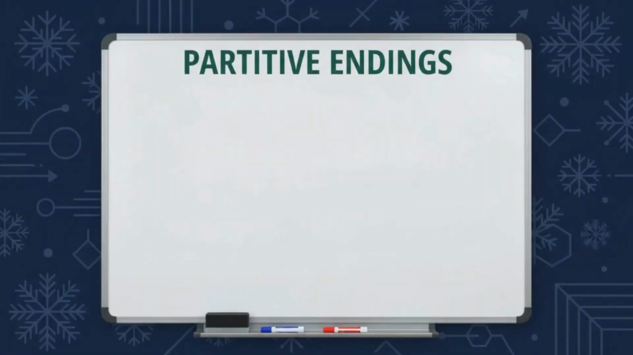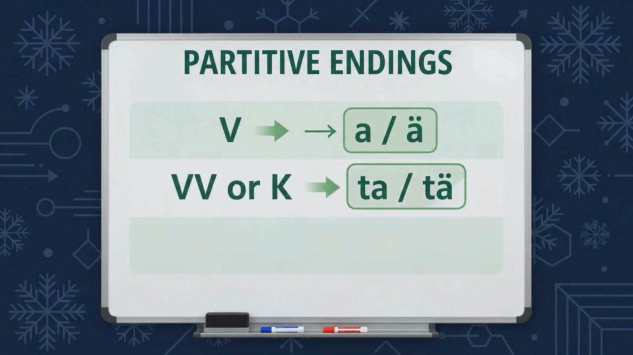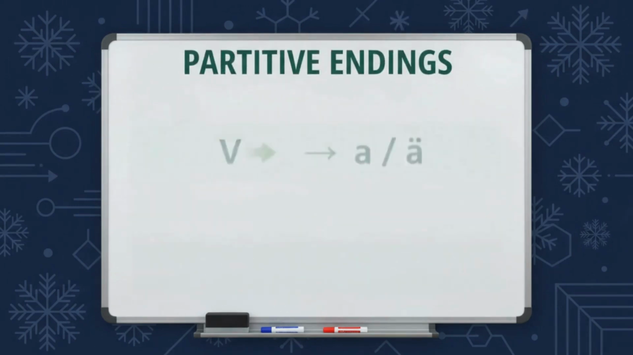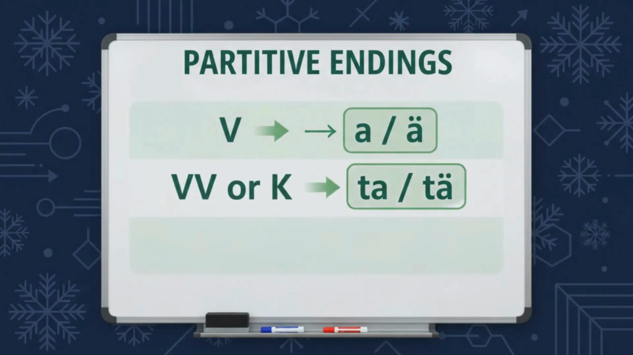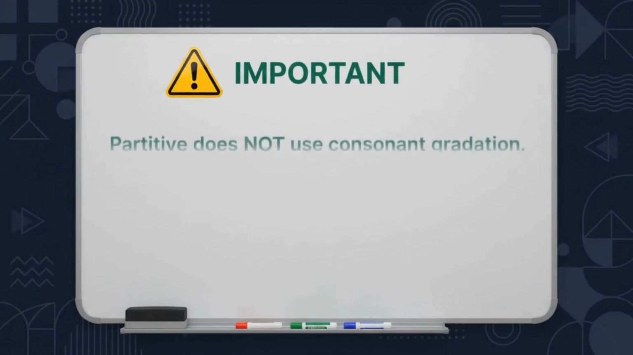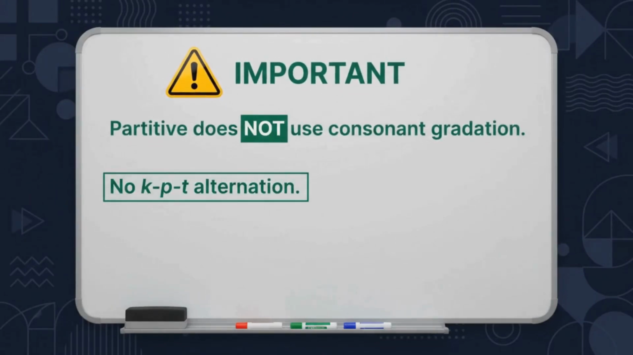Let's review. One vowel, add a or ä. Two vowels or a consonant, add ta or tä. Words ending in the English letter E, add ta or tä. The Partitiivi, or the partitive, does not use consonant gradation, or kpt vaihtelu.